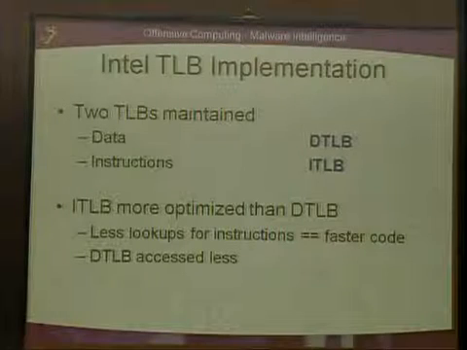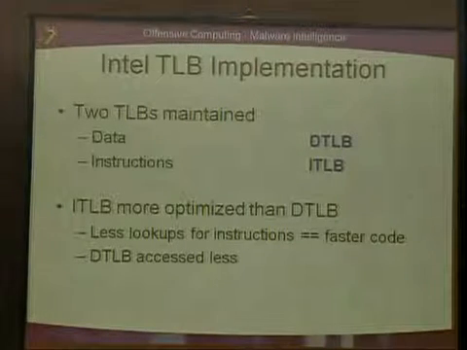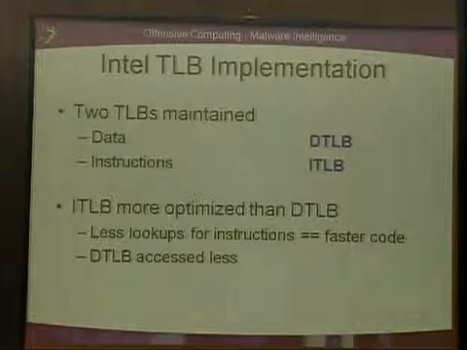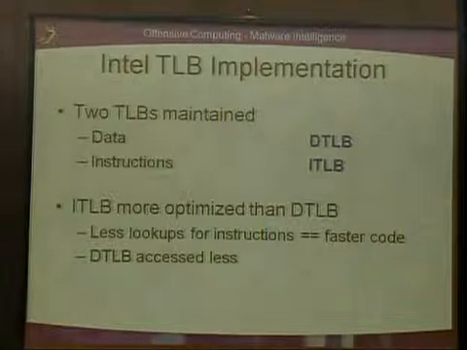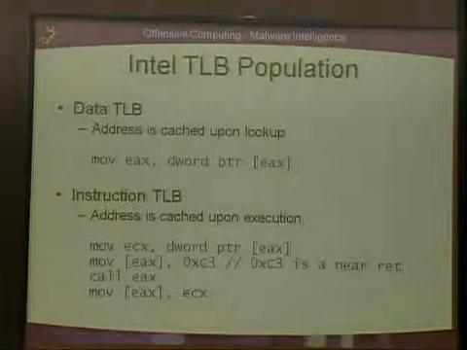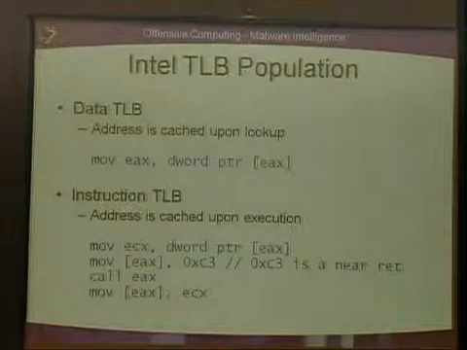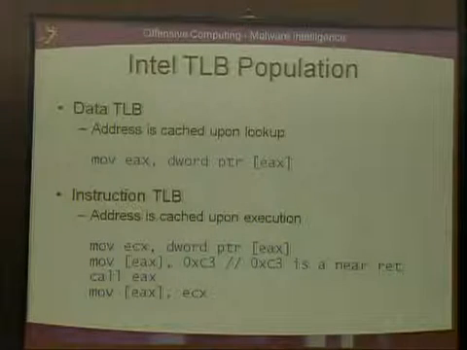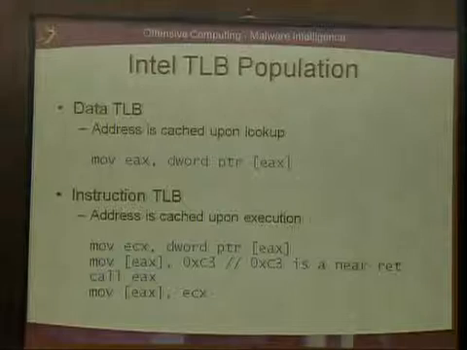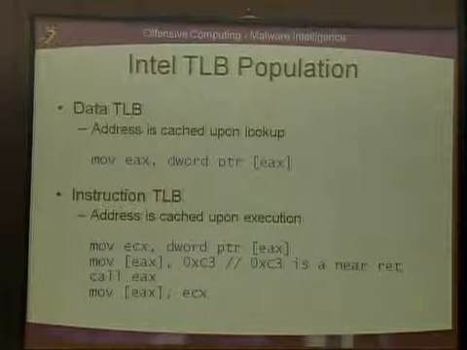This is when you actually access a pointer in memory. The second one is an instruction TLB. Basically, this is for quickly executing code. So the assembly to actually invoke the process of loading memory into the data TLB is just to dereference a pointer. That'll cause an entry to be added.